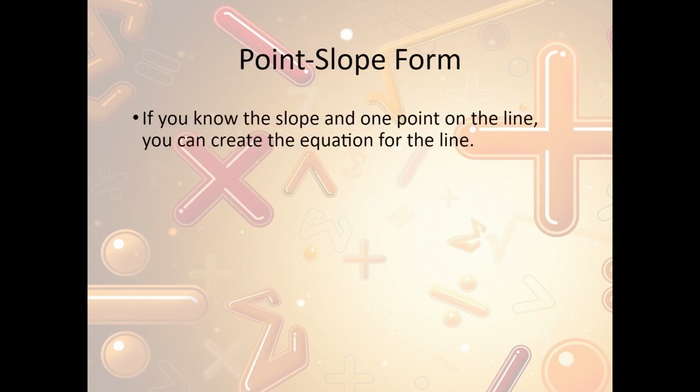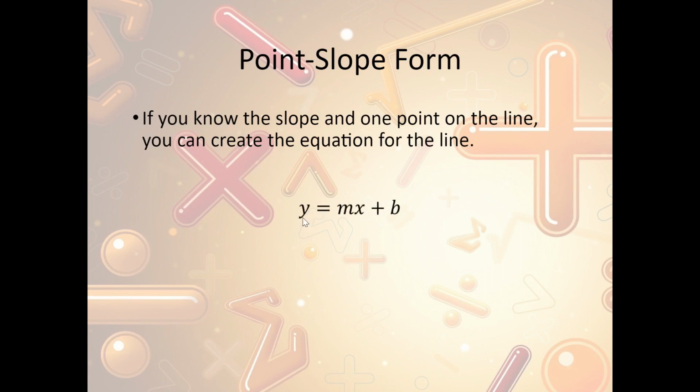Now what is point slope form? We use point slope form if we know the slope and one point on the line. We can still create the equation for the line even though we don't have the y-intercept. And here's how we do it.